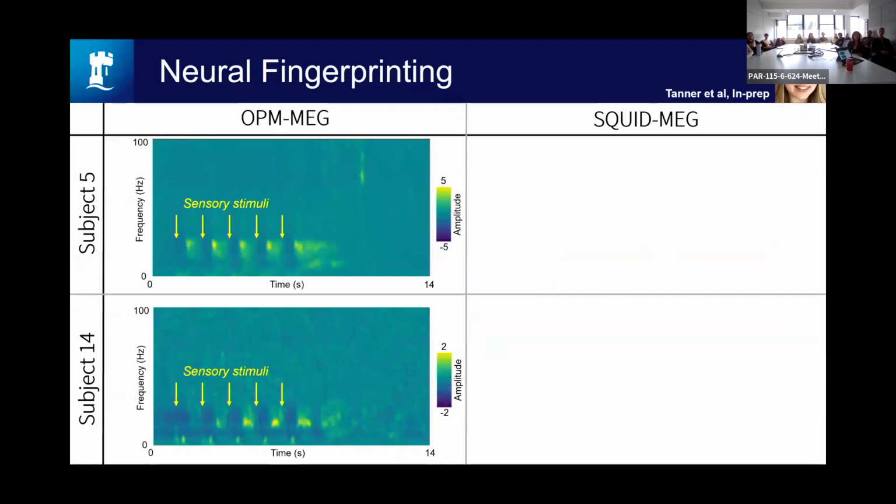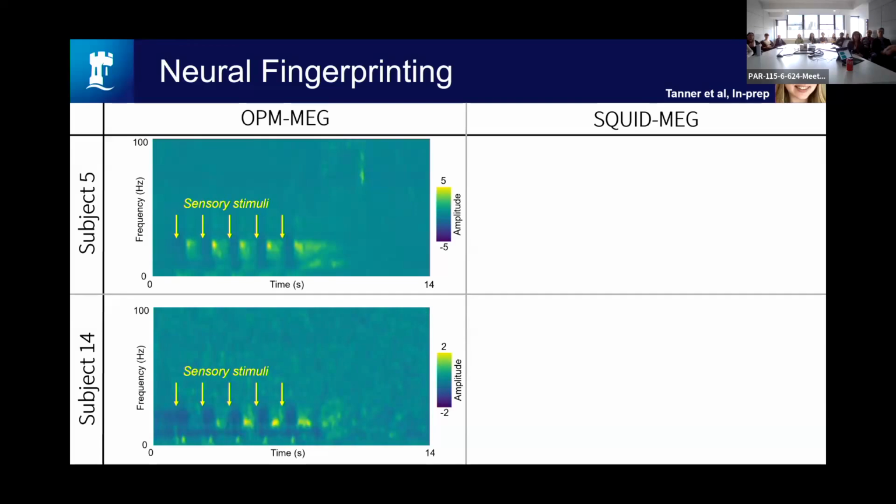So here's just an example. These were two subjects, subject 5 and subject 14. This is the OPM MEG data. It was a sensory task, so you got 5 sensory stimuli: 1, 2, 3, 4, 5. This is the beta desync and rebound following each of those 5 stimuli. So one subject, another subject. And the first thing you see is that the two subjects are different. This one has more noise. This one has a slightly bigger desync. But you'd look at those two things and say, well, it's kind of the same thing, right? And so maybe the scanner was having a bad day.